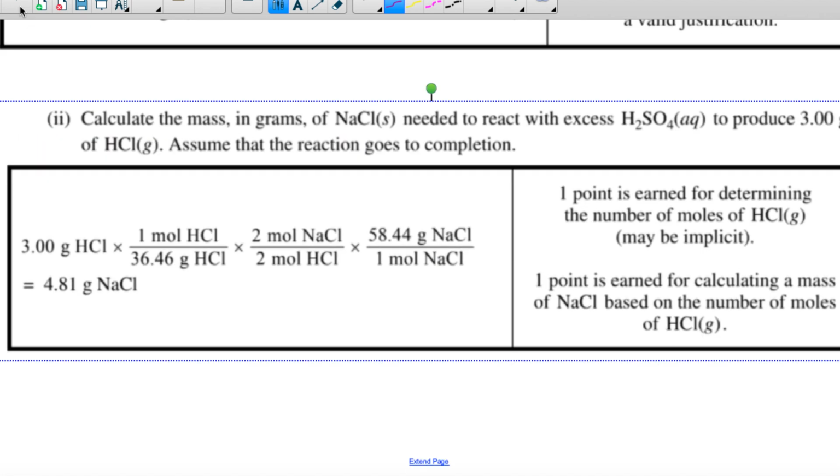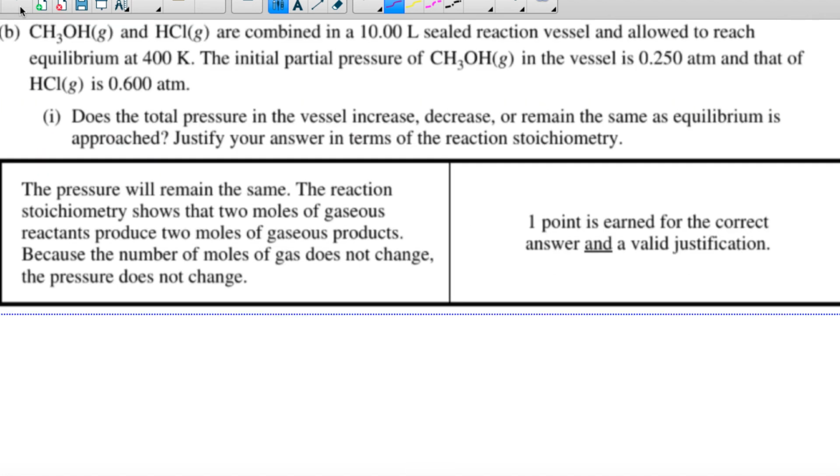Now, for the equilibrium part of it, let's see what they did. They're both combined in the reaction vessel. Does the total pressure increase, decrease, or remain the same? The pressure remains the same. 2 moles of gas produce 2 moles of gas. Pressure doesn't change. Boom. Got the point.